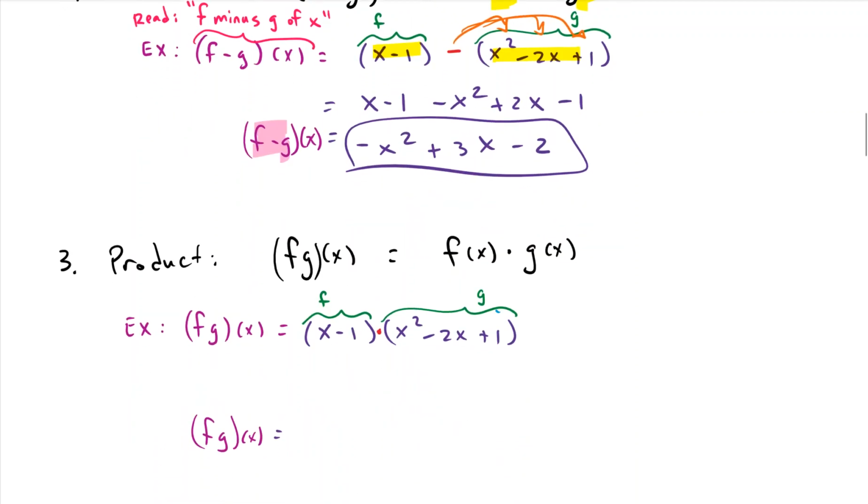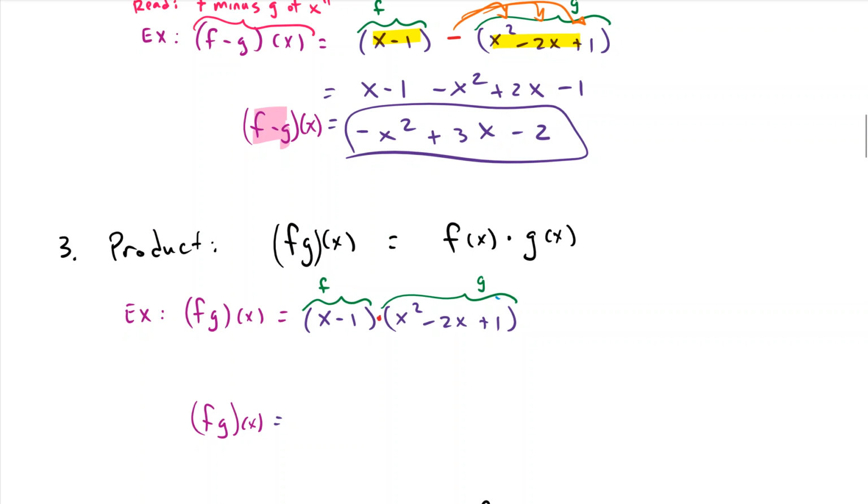All right, let's move to the next one. Product. The product of f and g, well, you guessed it, we're going to multiply f and g. So we can start with, this is just a multiplication problem of polynomials like we did in previous algebra classes. So let's multiply the first term x through all of the second, and the second term -1 through everything, and see what we get.